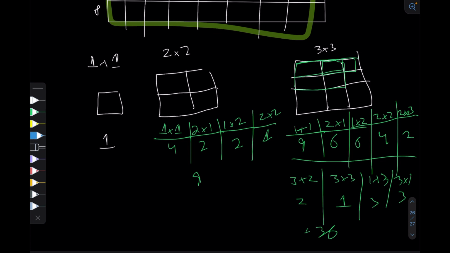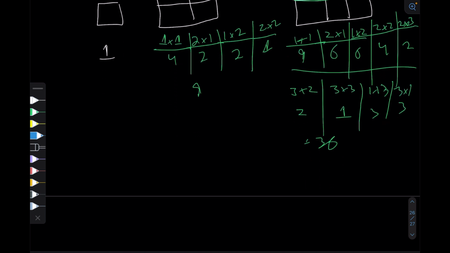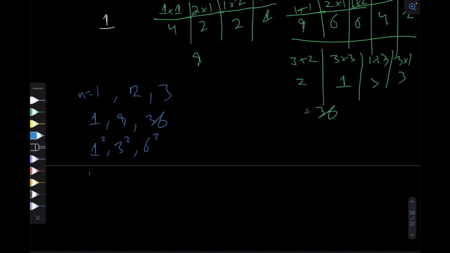You can go over to 4 by 4s, but if we look at the current patterns that we have, as in n equals 1, 2 and 3, we have 1, 9 and 36. We can notice that these are actually 1 squared, 3 squared and 6 squared. And so we can see that this would be like 1 squared, and then 1 plus 2 squared, and then 1 plus 2 plus 3 squared, and so on.